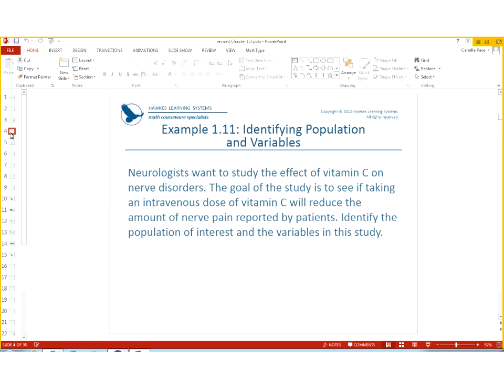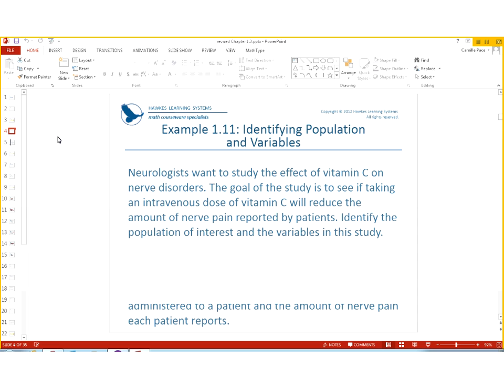So let's look at one. We're going to identify the population and variables. Neurologists want to study the effects of vitamin C on nerve disorders. The goal of the study is to see if taking an IV dose of vitamin C will reduce the amount of nerve pain recorded by patients. Identify the population of interest and the variables in the study.